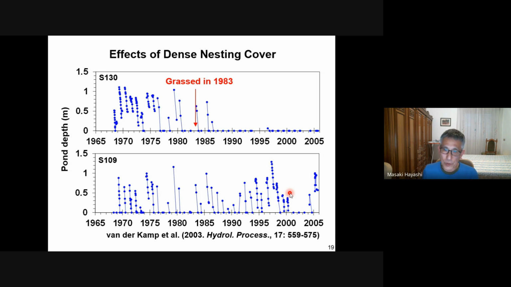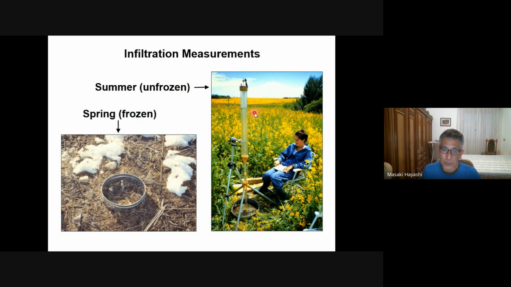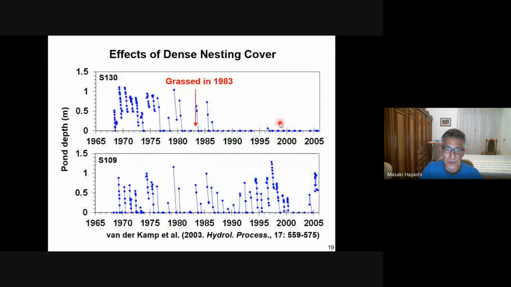So they knew what's going to happen to ducklings, but they did not really think about hydrology when they were putting this field to grass. So we wanted to understand what happened, and we started looking at hydrological processes. There are a couple of things that were responsible for the stoppage of runoff. One was the snow drift. The snow drift was reduced because grasses were now growing in the catchment of 130. Before the grassing, snow was blowing into the depression, but that stopped.